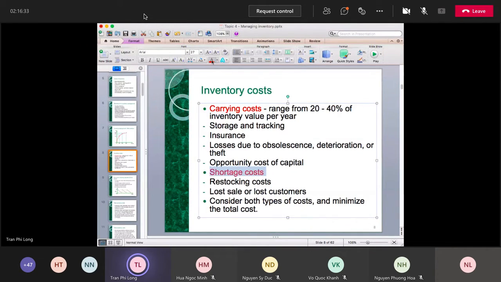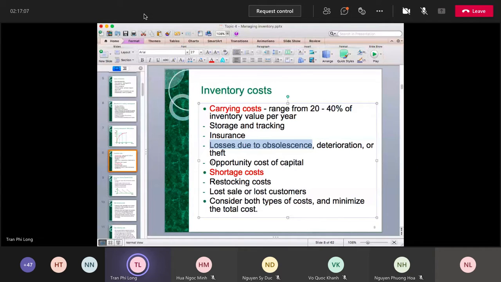And the carrying cost will include the storage and the tracking cost. Easy to understand. It will include the insurance. If you buy the inventory, you have to pay the fee for the insurance in case you have a fire in the warehouse or something like that. And as I told you before, you also face the losses due to obsolescence, or maybe because of theft or deterioration.